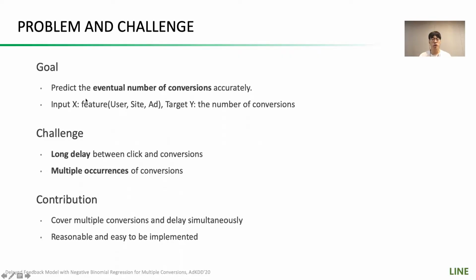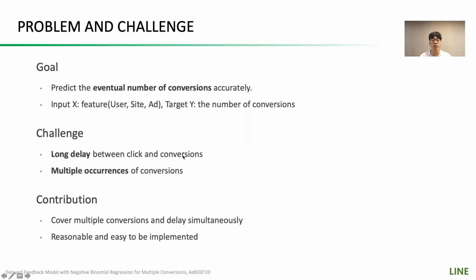Our main goal is to predict the number of conversions. Input data include the features X and the target value Y. The X value contains user, site, and ad information. Y is the number of conversions. In this problem, the main challenge is the delay, the time interval between click and conversion. The other challenge is that there can be multiple conversions.